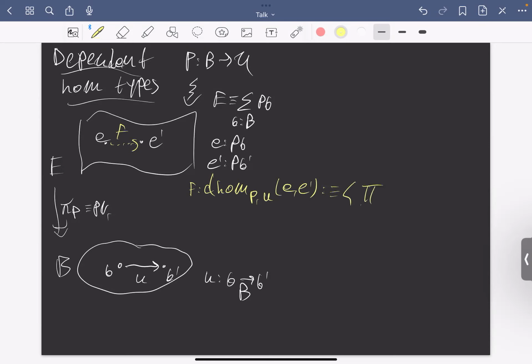now the dependent version of the extension type. So it's going to be a section over delta 1 of P of U(t) that on the boundary restricts to E and E prime. And in shorthand, I'm writing this as arrows in P lying over U from E to E prime. So this you can compare with the path over, or the dependent paths, in homotopy type theory.